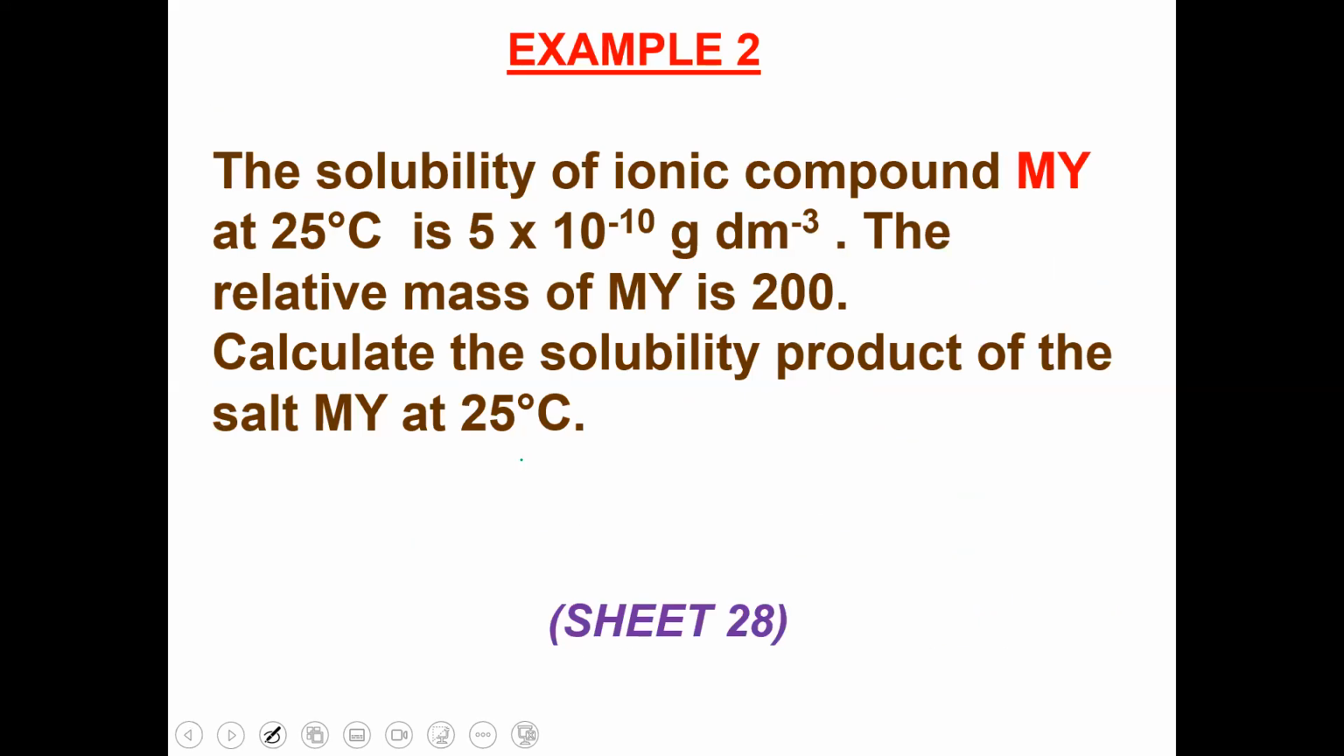The solubility of the ionic compound MY at 25 degrees is 5 into 10 power minus 10 gram per dm cube. The relative mass of MY is 200. Calculate the solubility product of the salt at this temperature. Now you have to copy this.